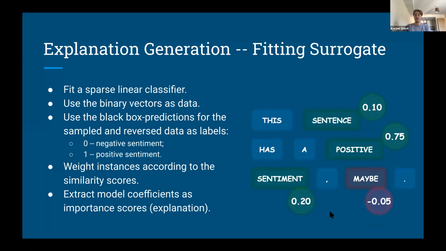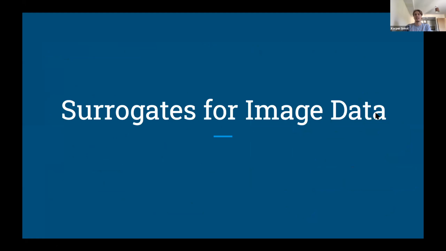You can still comprehend the explanation by just coloring it or showing the importance next to every single word. Well, so far so good. This was, I hope, pretty straightforward. Let's see what happens for image data. It is not too different, although there are a few caveats that you need to be aware of.